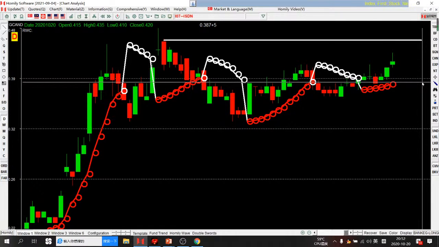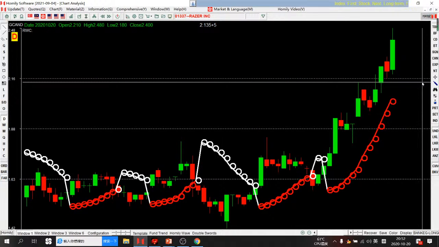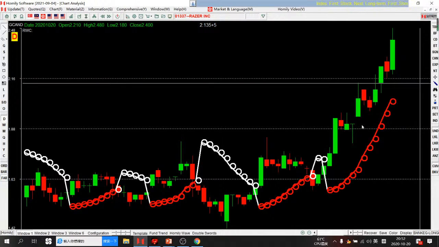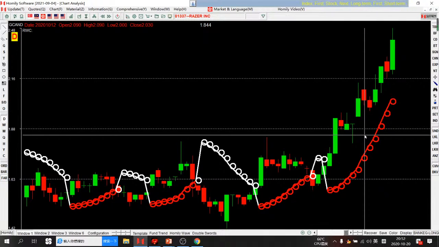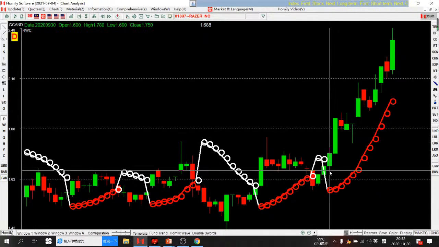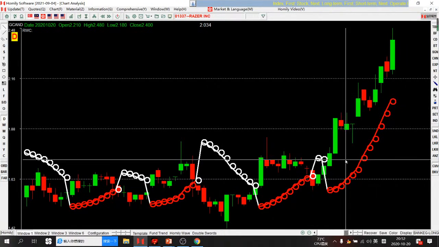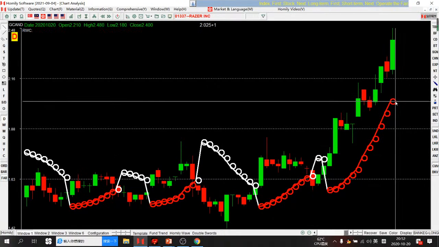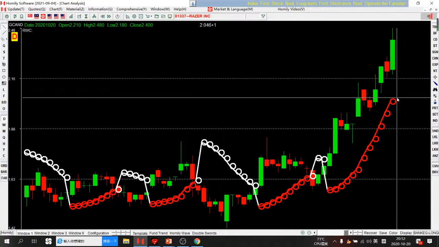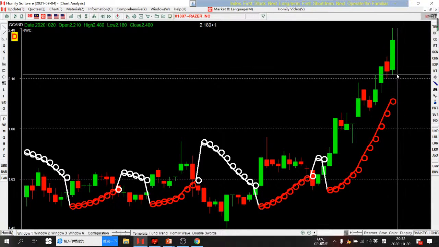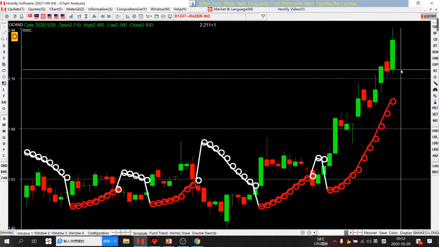Razer. All right, so Razer, we know the share is a Hong Kong share, and it's red circle. Now it's red circle. So the share actually is moving upward, very strong. You can continue to hold the share if you already have the stock. Very good uptrend.